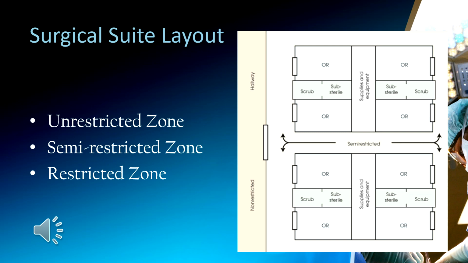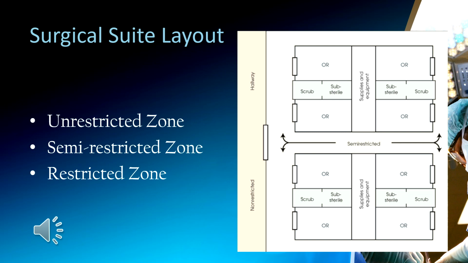The semi-restricted zone is where we start worrying more about asepsis. Movement should be unidirectional, so they're going from clean to dirty. You don't want anybody going from dirty areas into clean areas. You're going to have these substerile areas adjacent to the OR suites in the semi-restricted zone. Anyone in this area should be wearing surgical scrubs and have their hair covered.